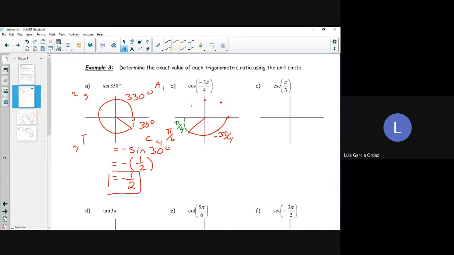Is cosine positive or negative in that quadrant? It's going to be negative. So this is just equal to negative cosine of pi over 4. And using our special triangles, what is cosine of pi over 4? Root 2 over 2. So we get negative times root 2 over 2, which gives us negative root 2 over 2.